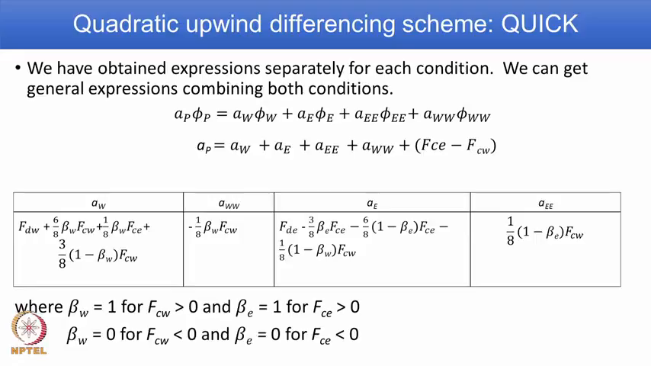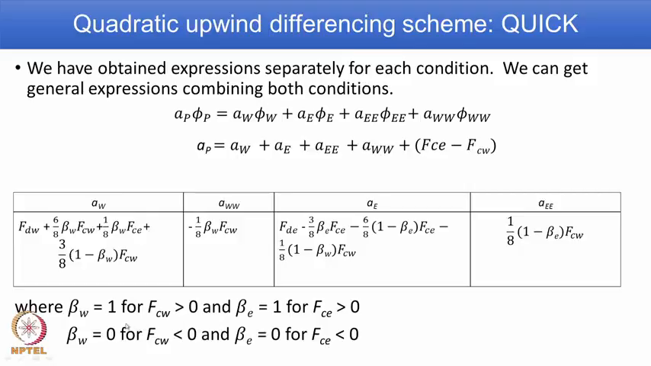So, when you say beta E equal to 1, which means the flow is greater than 0, which is positive, hence it is from left to right. Another situation, if beta W equal to 0 and beta E equal to 0, correspondingly the flux at west phase and the flux at east phase are less than 0, which means the flow is from right to left.